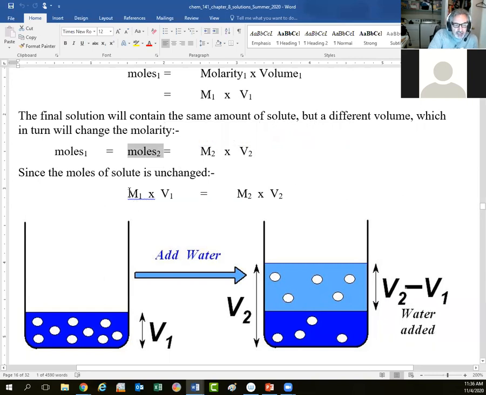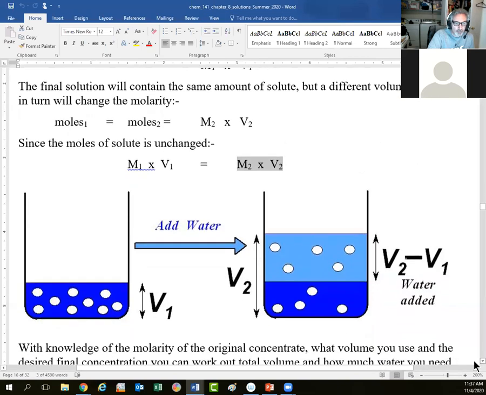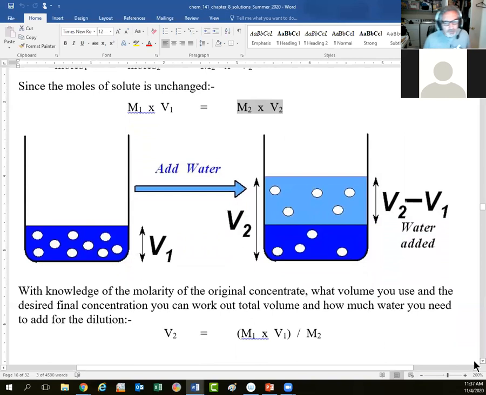And so we can say that over that dilution, M1 times V1, which gives us the initial number of moles, is equal to M2 times V2, the final number of moles, because it's the same thing. We're only adding in water, which is acting as solvent. We're not adding in any extra solute. So we'll quite often pose the question as to how much water has to be added to perform that dilution.